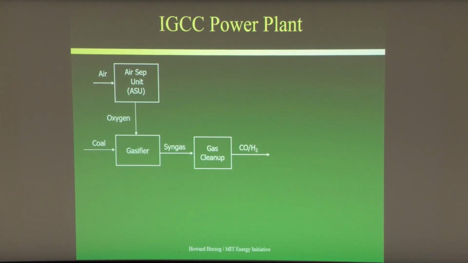We get a syngas out of the gasifier. We clean it up and get a carbon monoxide hydrogen mixture. We put it through a combined cycle, make electricity, and have a flue gas. So this is your sort of standard coal gasification process.